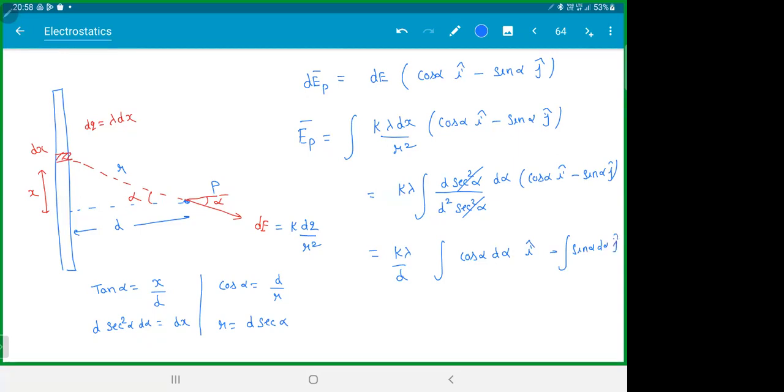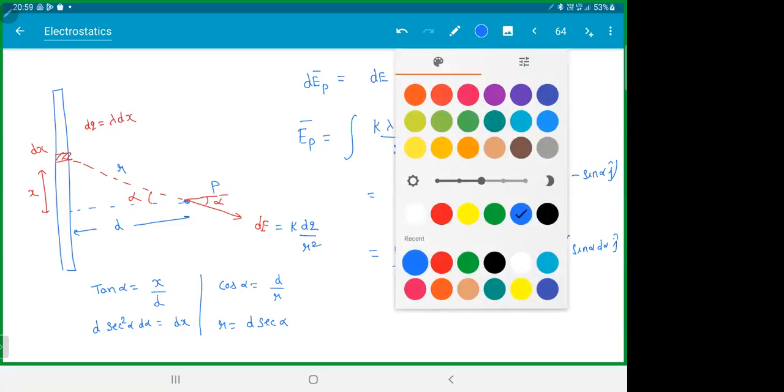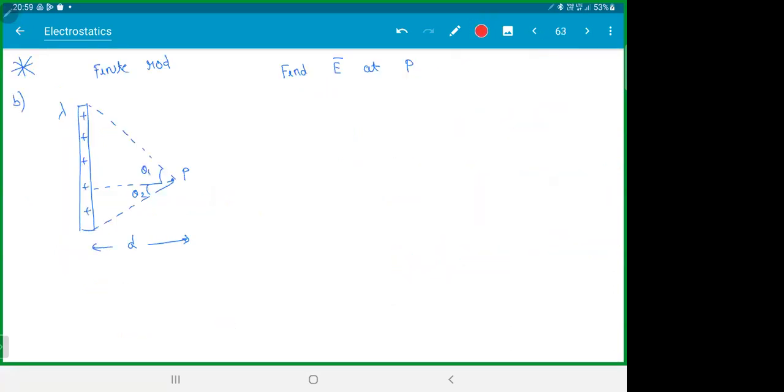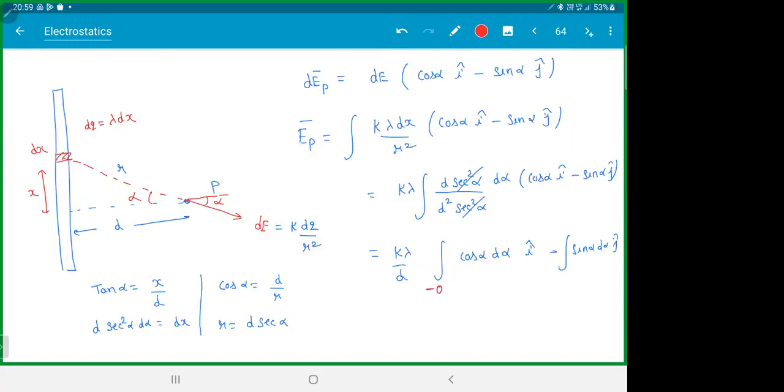What will be the limits? The angle is changing from where to where? If you look, this angle is going down and this angle is going up. So the limits will be minus theta 2 to plus theta 1, because going down is minus theta 2 and going up is plus theta 1. The integration of cos alpha and sin alpha is easy. Please have a look at everything till here, and tell me any step you didn't get. Like I said, the result is more important than the derivation.